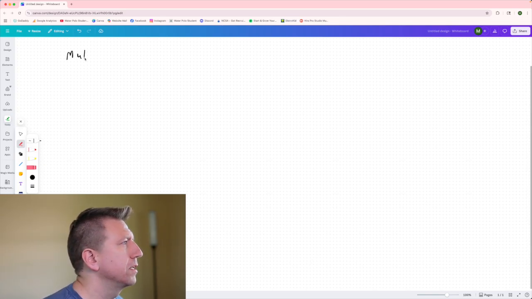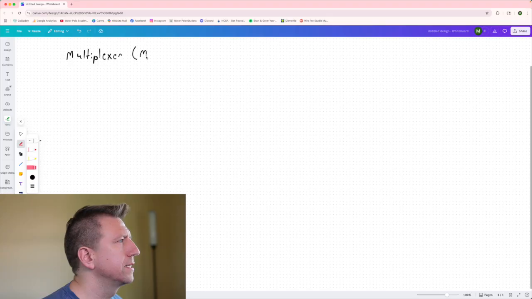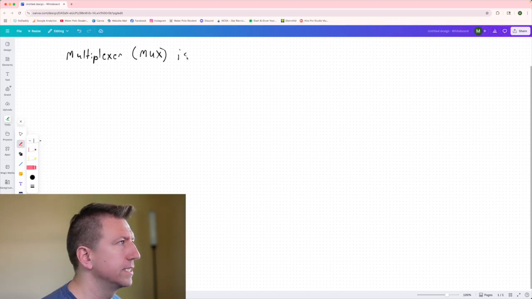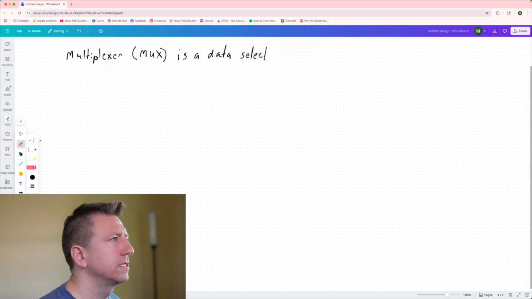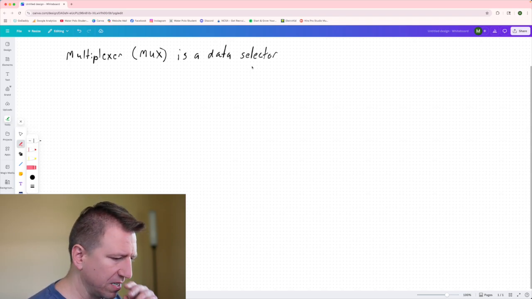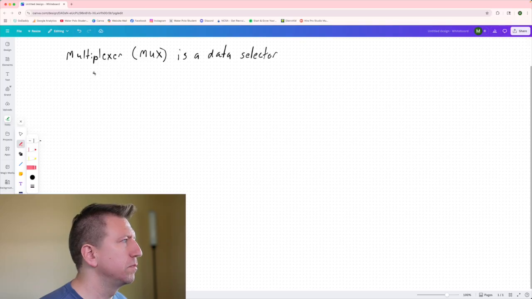So, multiplexer. I always liked this name, just sounded cool. It is oftentimes called a MUX, as a shortened name for it. And what it is, is a data selector. It's a line selector. It selects one input and pushes it to the output. We can have multiple inputs coming into the MUX, and then only one output coming out. So let's go through a couple of bullet points here.